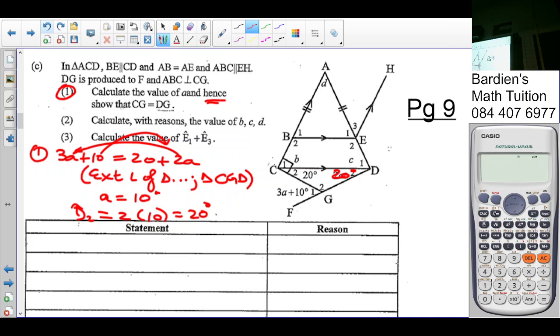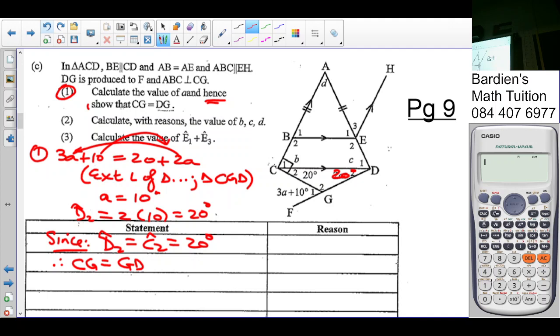Not so? So now, this is how we do a show that question or a prove that question. They could have said, instead of show that, they could have said prove that CG is equal to DG as well. Okay? So now we say since, we state the obvious. We said since D2 is in fact equal to C2, which is equal to 20 degrees. Can you see that? We're stating the obvious. Therefore, CG is equal to GD.